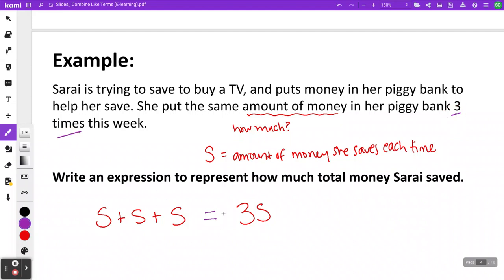Here, it wasn't too bad because she only saved money 3 times this week. But think about what if this had been 7 times? I could write S plus S plus S plus S plus S plus S plus S, 1, 2, 3, 4, 5, 6, 7 of them. Or we could just say that's the same thing as 7S. What we're doing right here is what today's lesson is on, which we call combining like terms. Now, when it comes to variables and adding them together, you can't just add anything together. And so keep watching this lesson so you can learn a little bit more about how we can do these problems you're seeing on the screen.